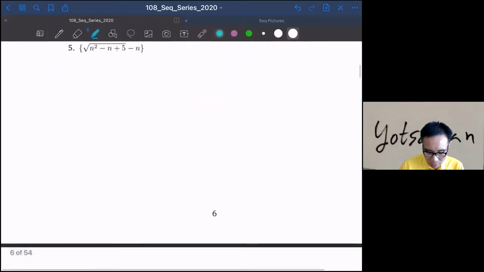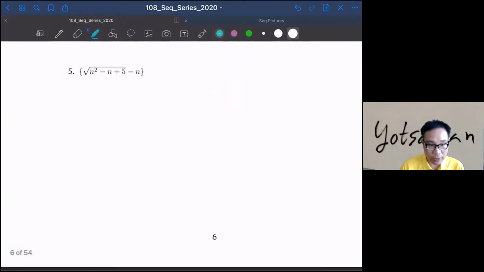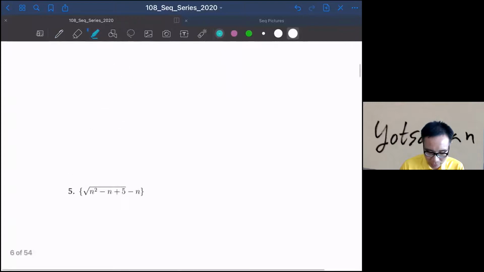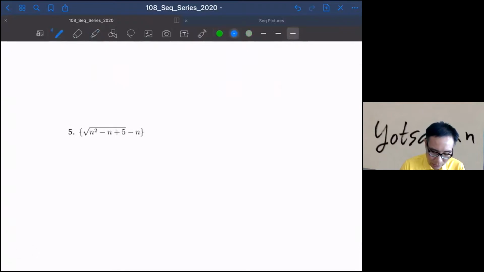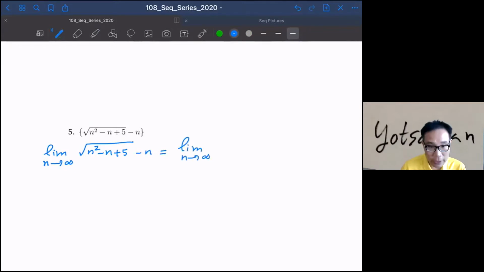For number 5, you see that it's going to be the square root of n squared minus n plus 5, minus n. In order to compute this limit, we need to simplify. So it's going to be the limit as n goes to infinity of the square root of n squared minus n plus 5, minus n.